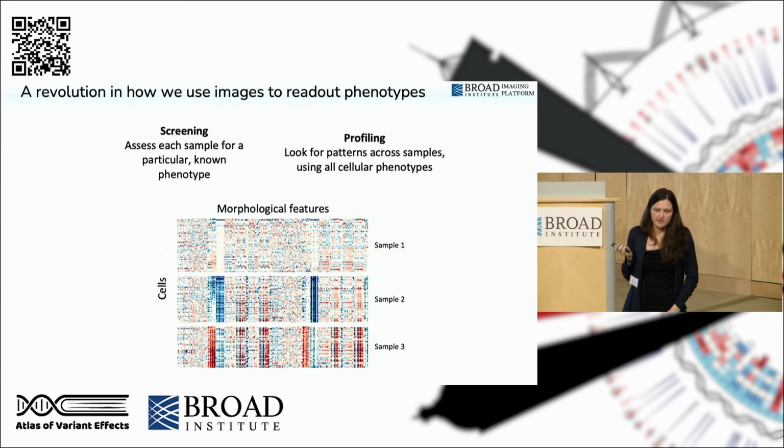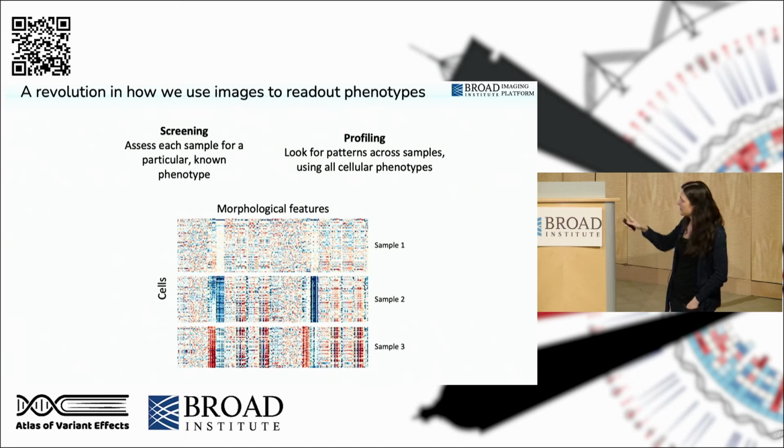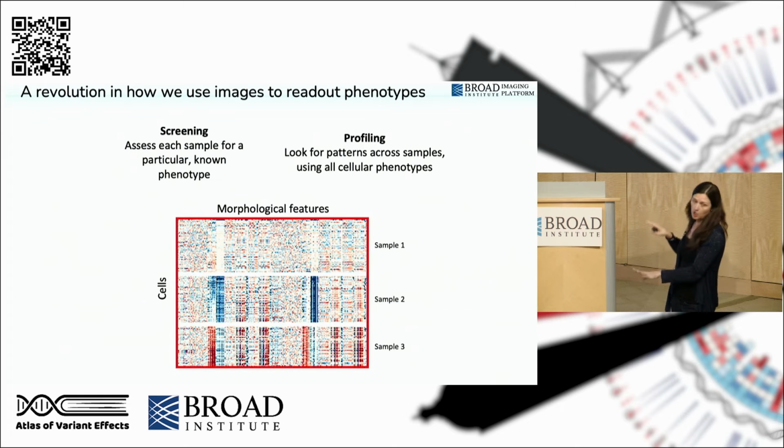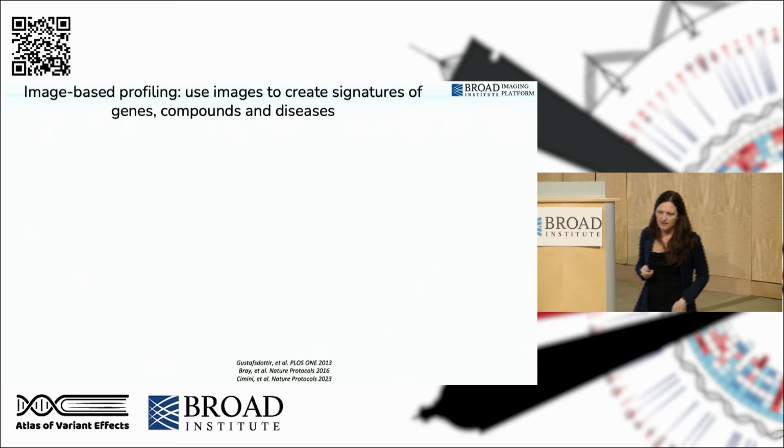So when we're using images in this way, you can kind of see that instead of just looking at each set of images and saying how much GFP is there, or do the cells look small or large, which would be kind of like a screening approach, instead we're taking advantage of all the data that we have present in the image in order to read out lots and lots of phenotypes at once.